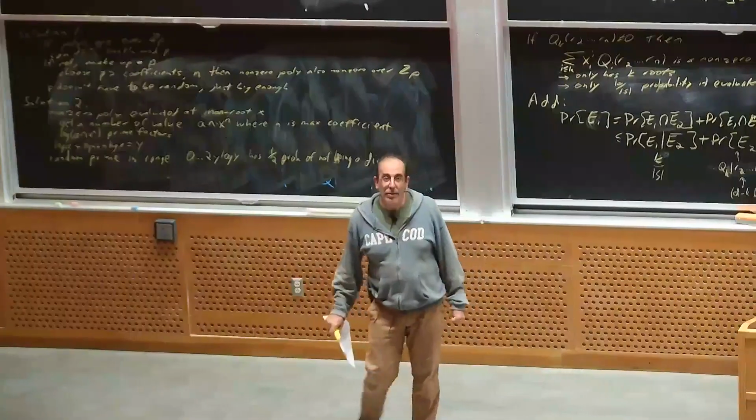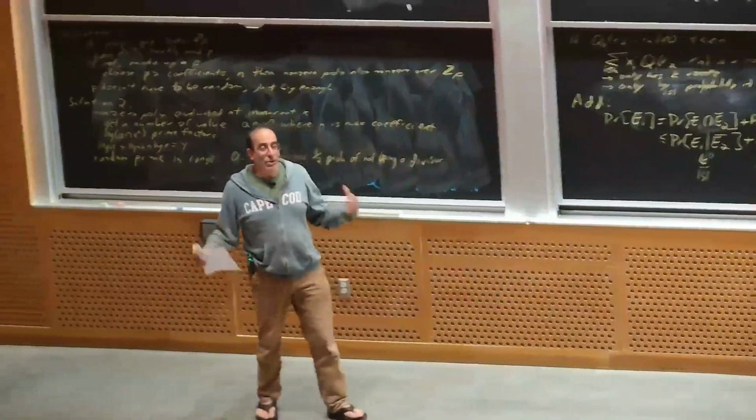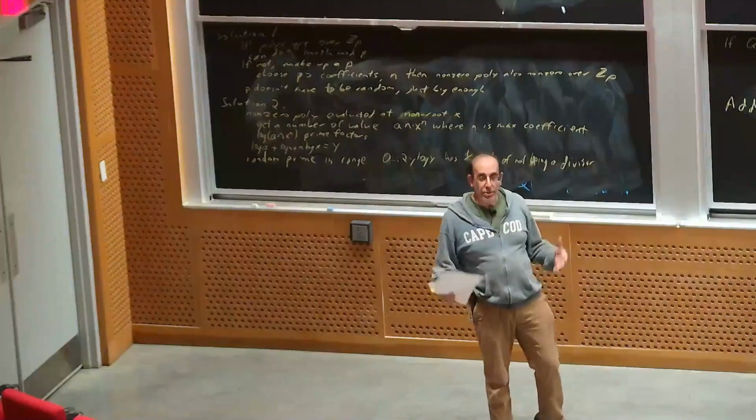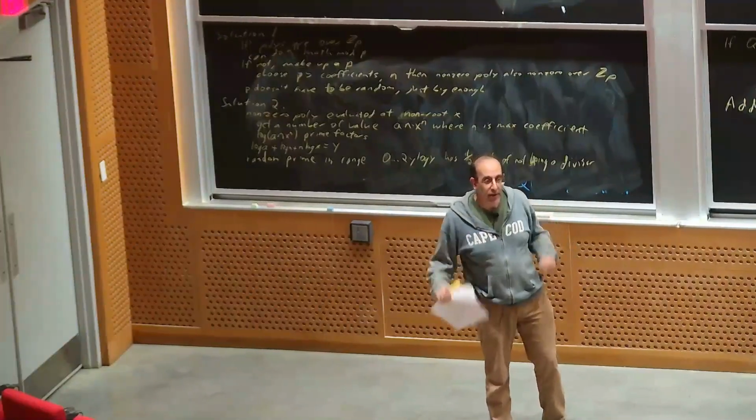Okay? So the point of this lemma is to give us some bounds that we can use to do fingerprinting by multivariate polynomials.